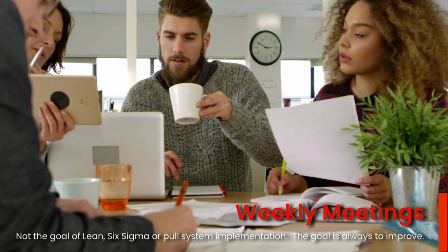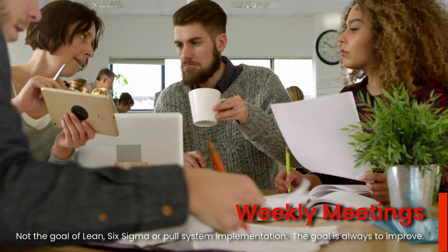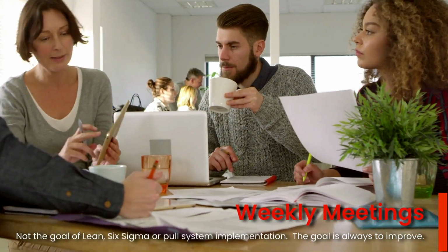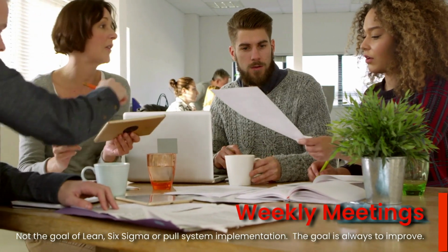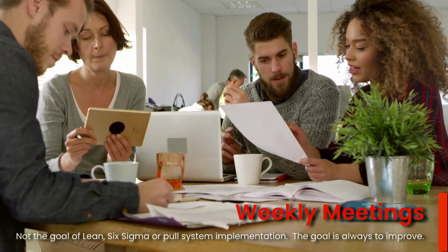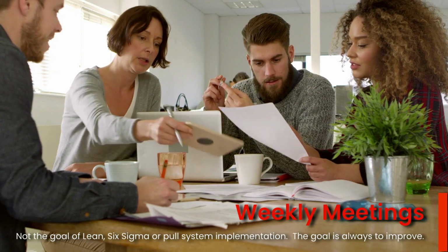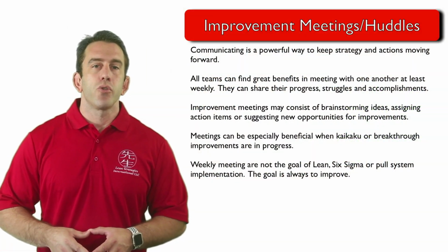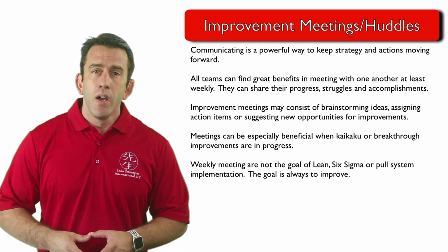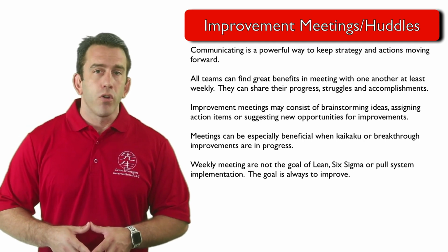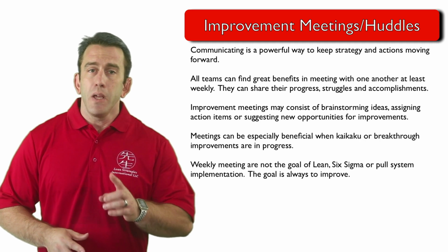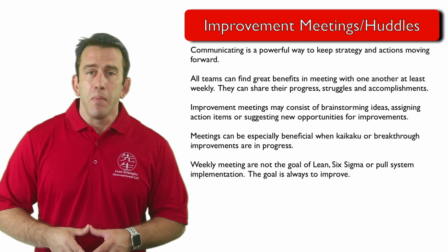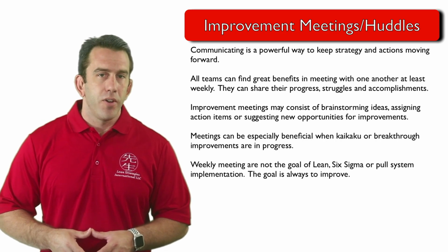Keep in mind that while weekly meetings certainly will help with success, they are not the goal of Lean, Six Sigma, or pull system implementation. The goal is always to improve. With this in mind, you must remember that meetings should not be excessive, drawn out, or overly detailed. They should be as short as possible. You may plan to have your improvement meetings at the start of your day.